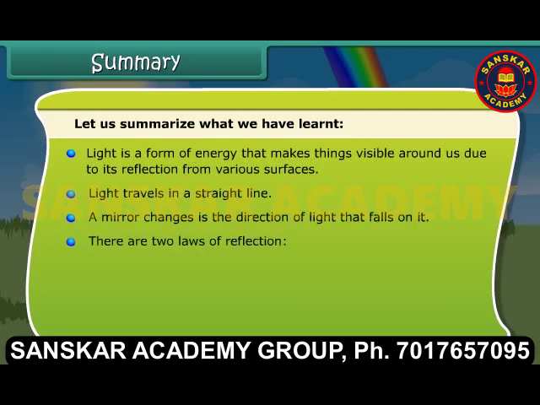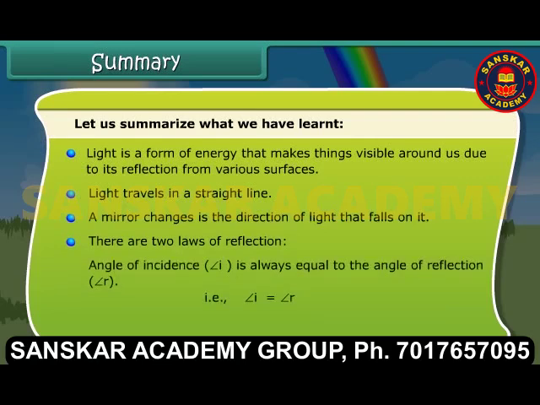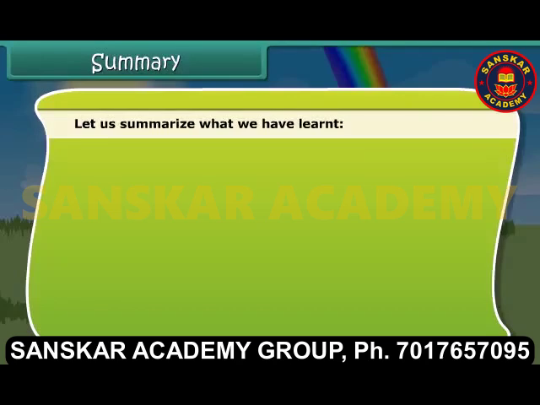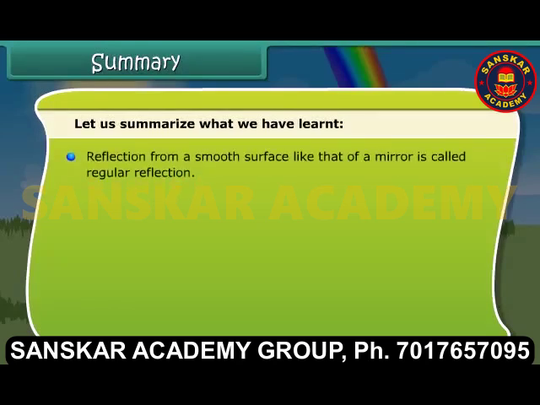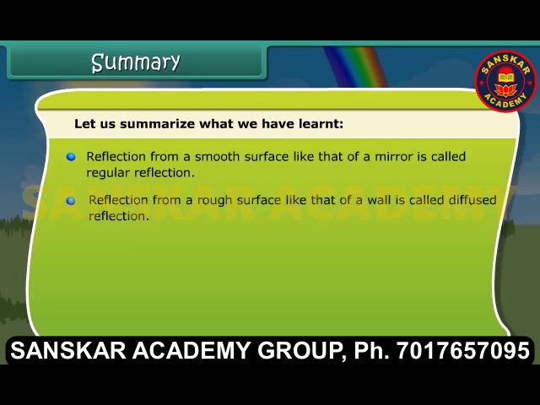There are 2 laws of reflection. Angle of incidence is always equal to the angle of reflection. That is, angle I is equal to angle R. The incident ray, the normal at the point of incidence, and the reflected ray all lie in the same plane. Reflection from a smooth surface like that of a mirror is called regular reflection. Reflection from a rough surface like that of a wall is called diffused reflection.